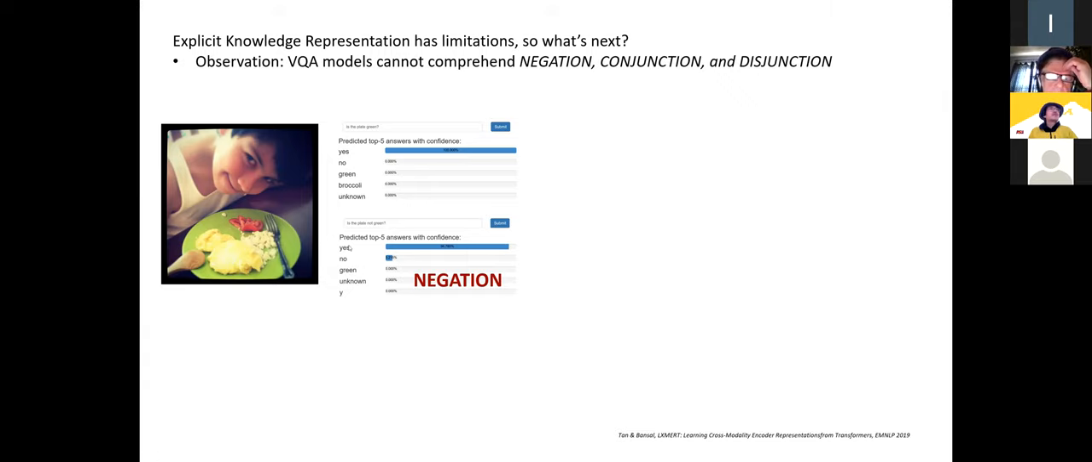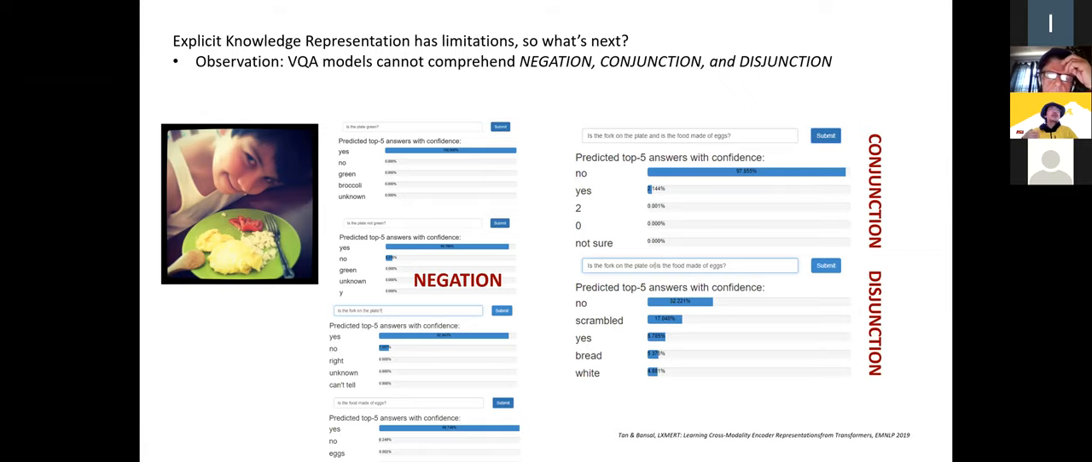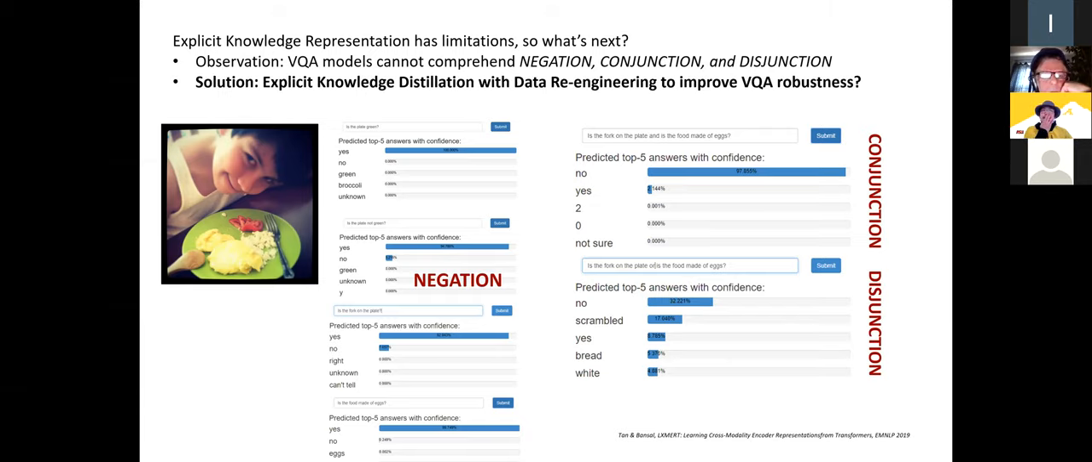The answer is yes again, which essentially shows that the current end-to-end models are not able to understand or comprehend negation. The same applies to conjunction and disjunction. The similar observation came again and again, showing that those fairly basic logical operands, which are fundamental for visual reasoning, are not being encoded, learned, or captured by the top performing VQA models. So what will be the solution? One of the solutions we wanted to try at that time is, instead of using explicit knowledge representation, can we adopt so-called explicit knowledge distillation to distill this human understanding of logical operands into a data re-engineering paradigm? And at the end, we want to improve VQA robustness.